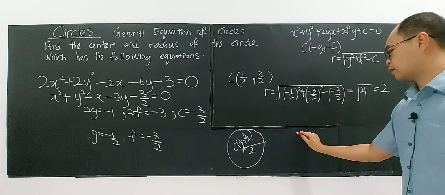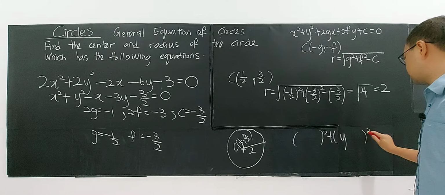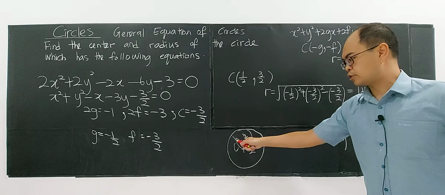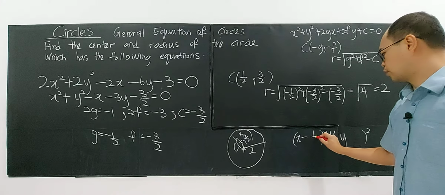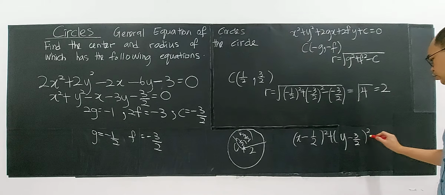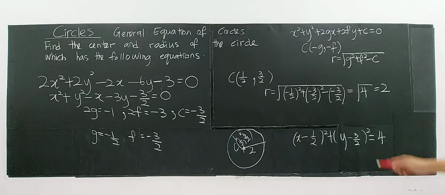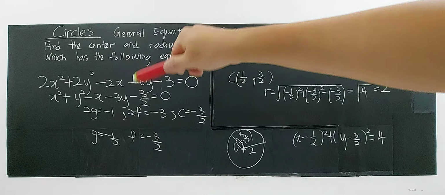And you can also easily find the standard equation of the circle. Here this is your h, and this is your k. So x minus h, 1 over 2, squared, plus y minus k, 3 over 2, squared, equals r squared, which is 4. This is the standard equation, and the other is the general equation of the circle.